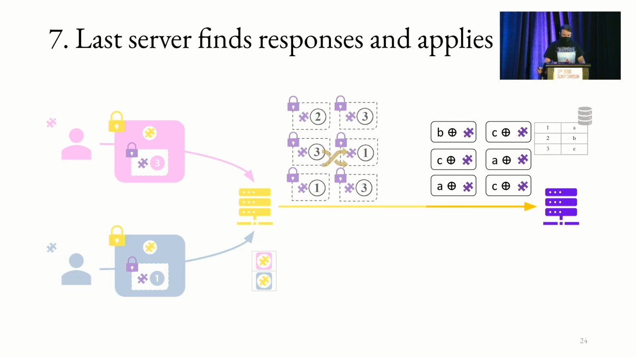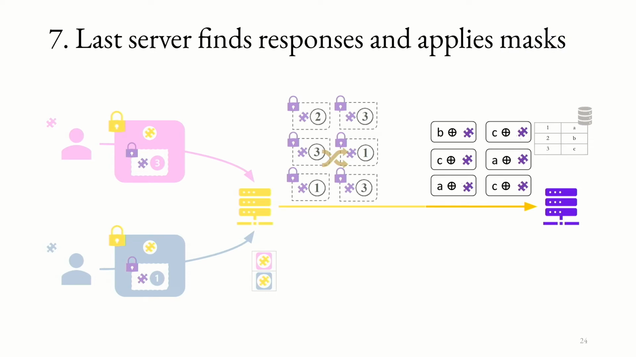The last server looks up each decrypted query in the database, finding the associated response. We cannot just send these responses back to the users in plain text format because that leaks information about their queries. So instead, we will XOR the responses with the masks to hide them.